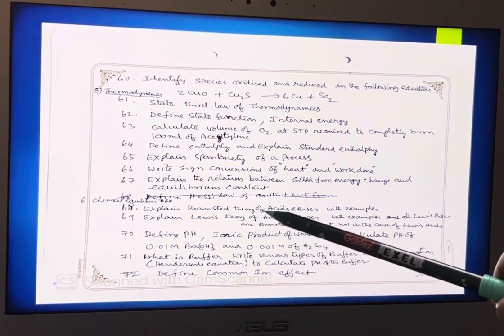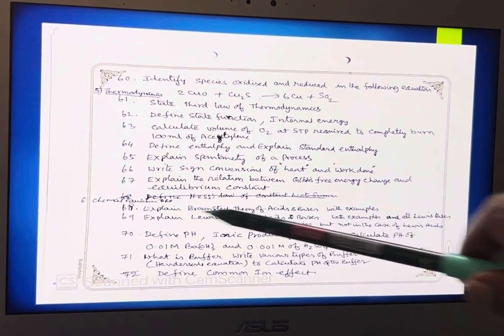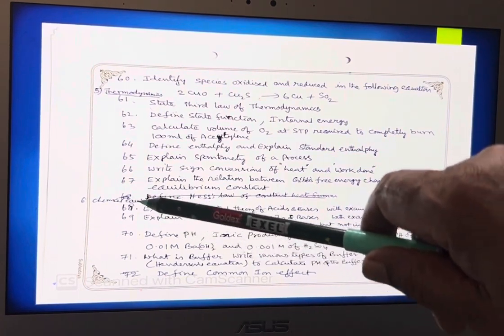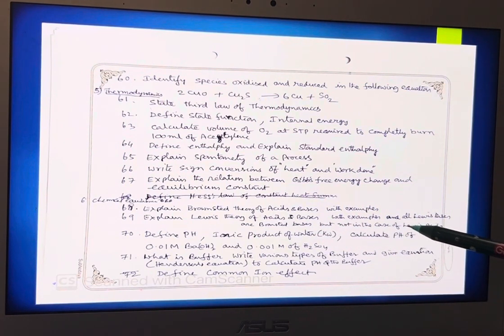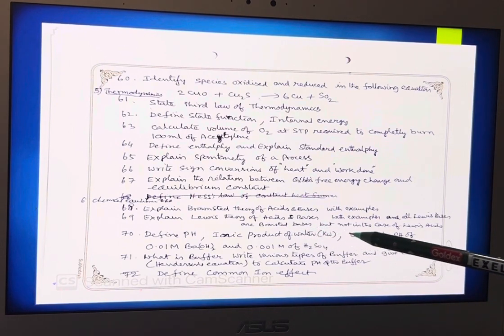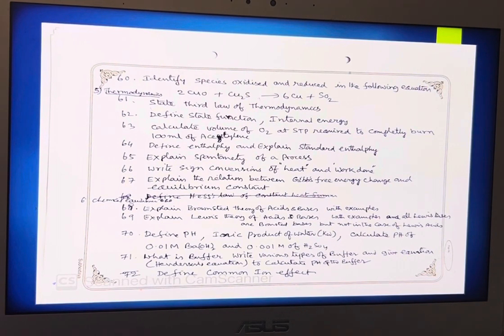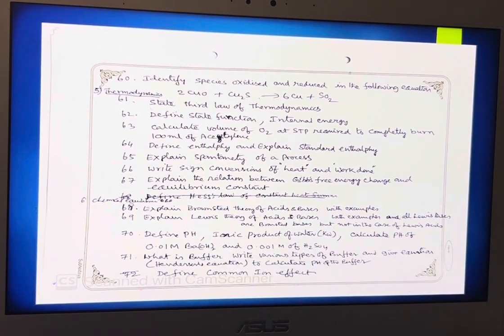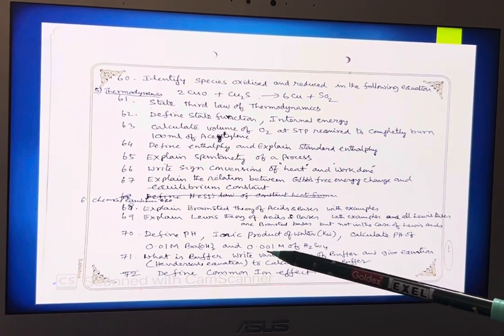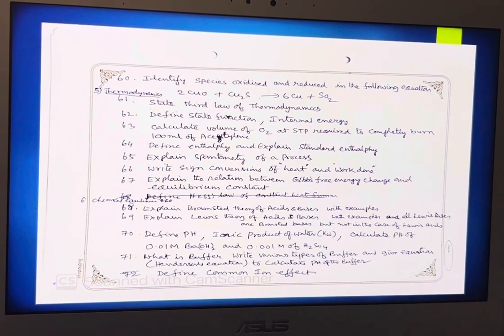Explain Bronsted theory of acids and bases with examples. Acids and bases chapter, chemical equilibrium. Explain Lewis theory of acids and bases with examples. And all Lewis bases are Bronsted bases, but not in the case of Lewis acids. So, that statement you have to explain. Define pH, ionic product of water Kw. Calculate pH of base, that is 0.1 M barium hydroxide, and acid, 0.001 M H2SO4.